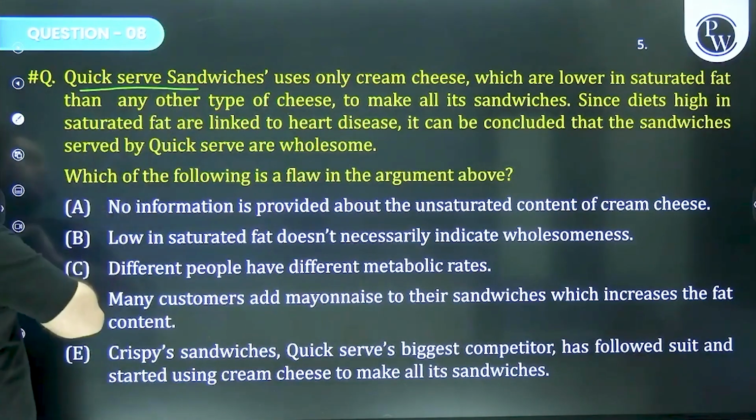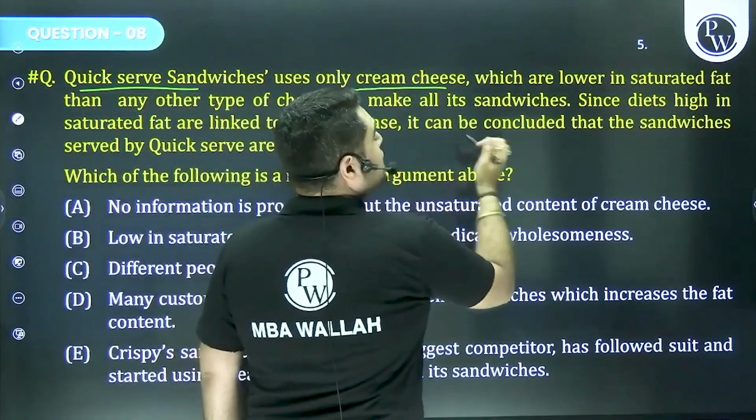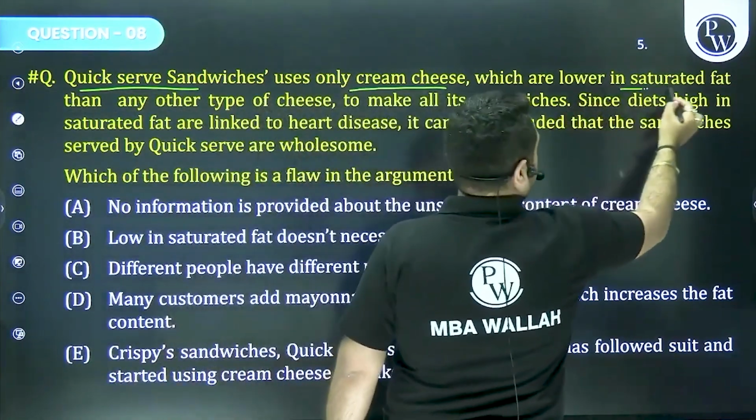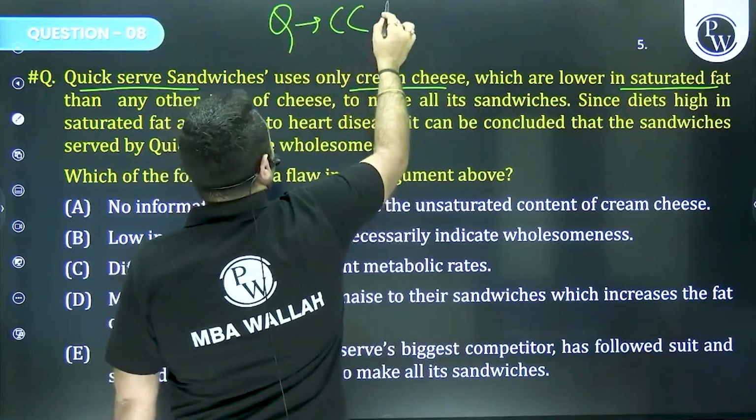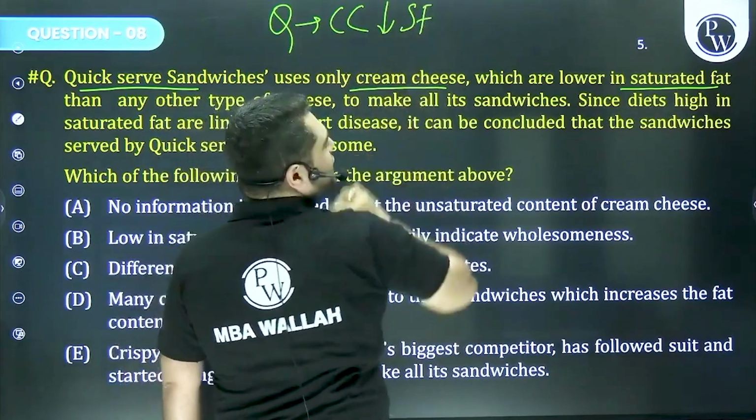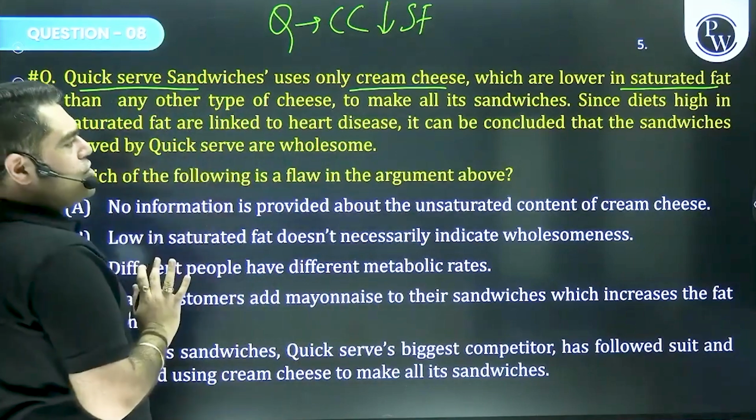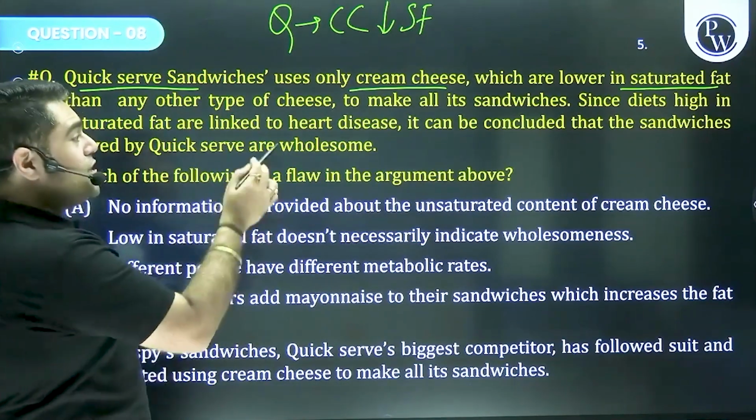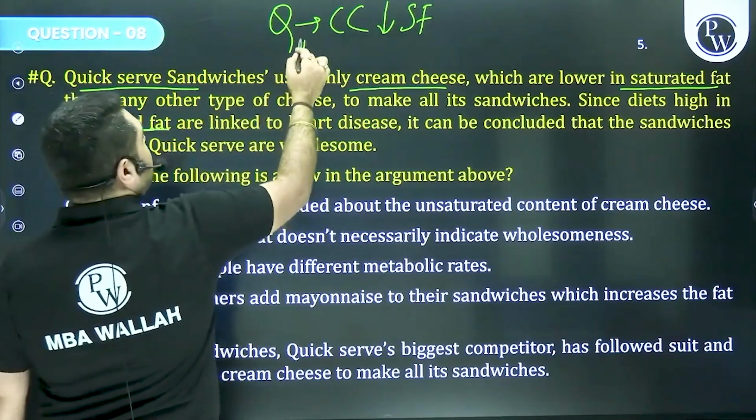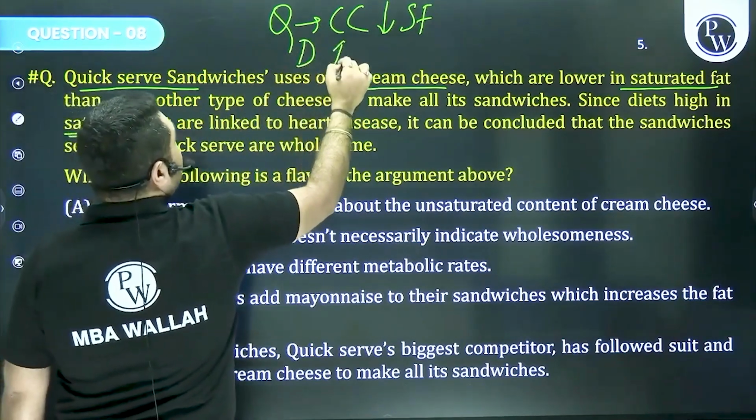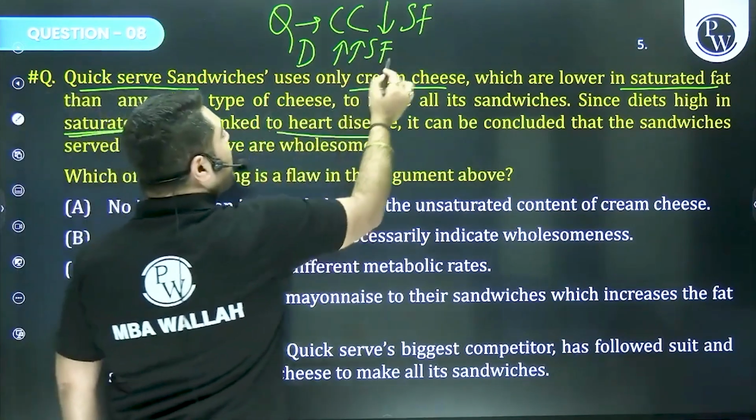Quick serve sandwiches uses only cream cheese, which is lower in saturated fat. Okay? So people, quick serve sandwiches use cream cheese, which is lower in saturated fat. See how I'm mapping the answer. Than any other type of cheese to make its sandwiches. Now a condition is given: since diets high in saturated fat. So people, any diets which are high in saturated fats are linked to heart disease. Oh my god. Okay?